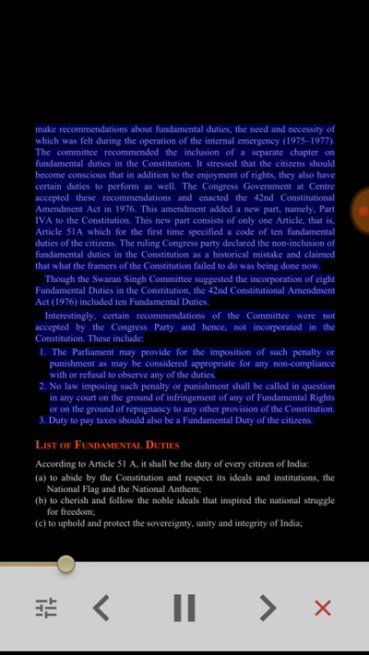Interestingly, certain recommendations of the committee were not accepted by the Congress party and hence not incorporated in the Constitution. These include: 1. The Parliament may provide for the imposition of such penalty or punishment as may be considered appropriate for any non-compliance with or refusal to observe any of the duties. 2. No law imposing such penalty or punishment shall be called in question in any court on the ground of infringement of any of the fundamental rights or on the ground of repugnancy to any other provision of the Constitution. 3. Duty to pay taxes should also be a fundamental duty of the citizens.